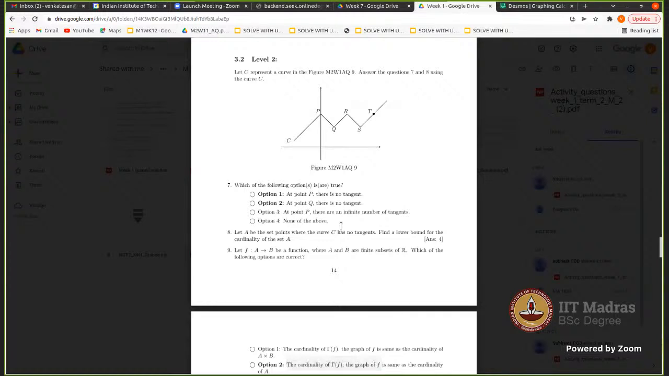Let A be the set of points where the curve C has no tangents. Let's see, represent the curve in. These activity questions are also difficult. We are unable to solve a few questions from week 6 onwards. Some questions may be difficult, I think.